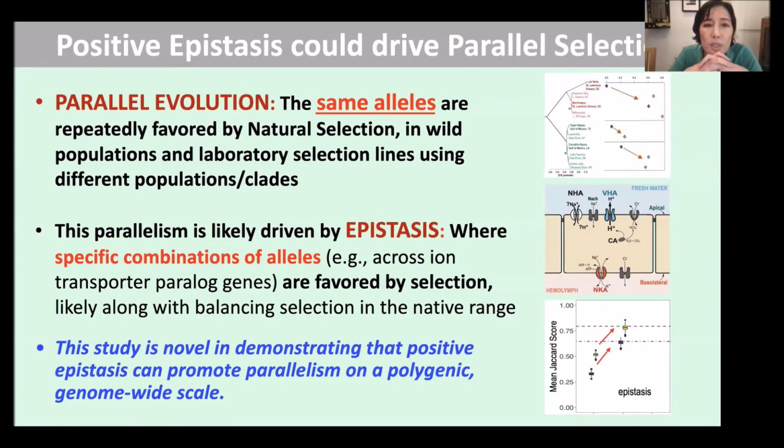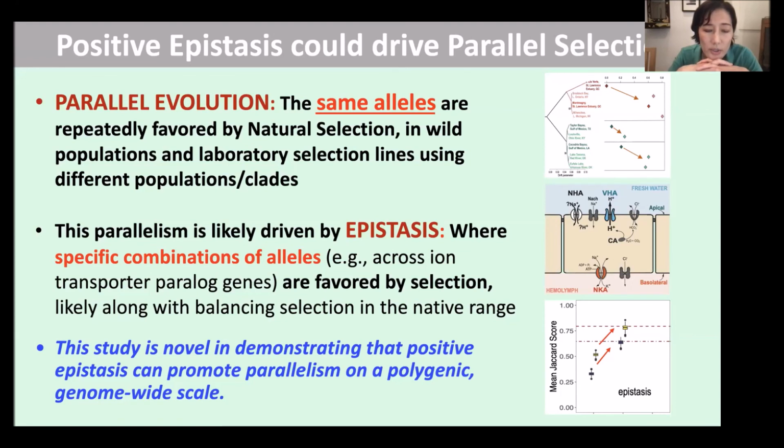And so to summarize what I've talked about, again, to emphasize the point, we see extremely high levels of parallel evolution acting on the same alleles, repeatedly favored by natural selection in wild populations and laboratory selection lines when we use very different populations from genetically distinct clades in different continents. And this parallelism is likely driven by epistasis, though we're exploring this question much further and in greater depth, where specific combinations of alleles across ion transporter paralog genes might be favored by selection together. And it's likely that balancing selection in the native range might be facilitating this phenomenon.